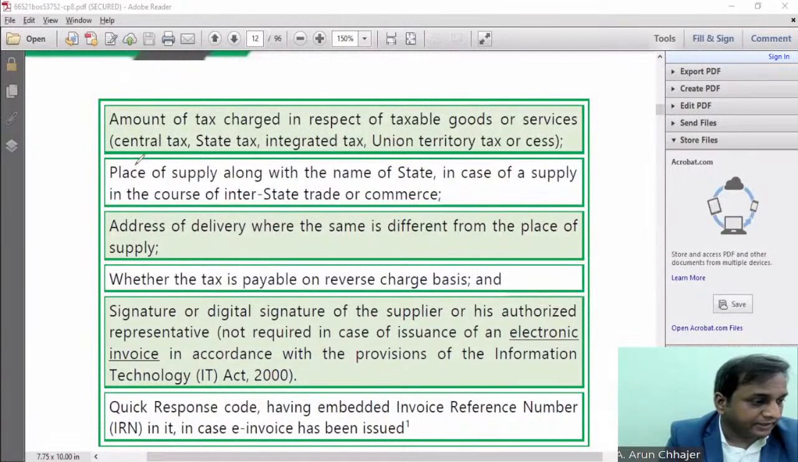To an unregistered person, Namrata, if the tax invoice is given as to a registered person, then it will be permitted. Yes, except the GST number, all the rest of the things can come.